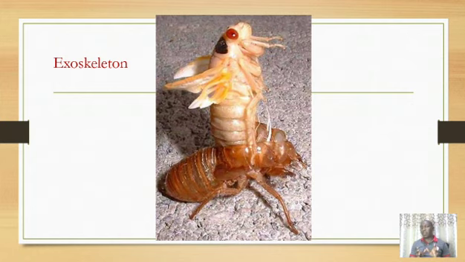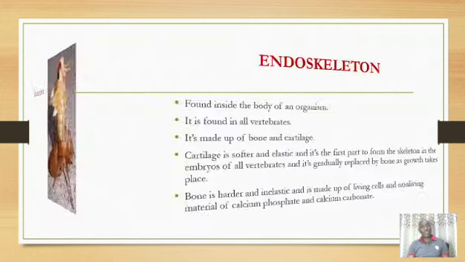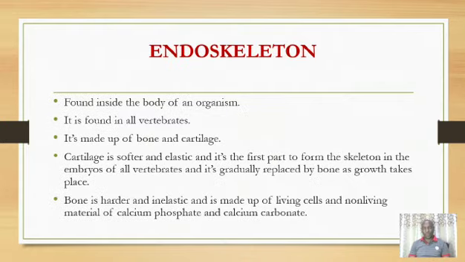We've all seen common insects like cockroaches. When you look at a cockroach, that outer layer that you see made of chitin is what we are calling the exoskeleton. Then the other type of skeleton is called the endoskeleton. Endo simply means inside. Exo is out, while endo is inside. Therefore, the endoskeleton is a skeleton that is found inside the body of an organism.